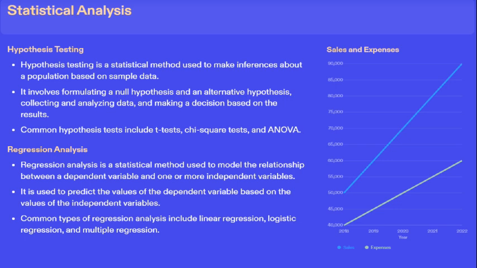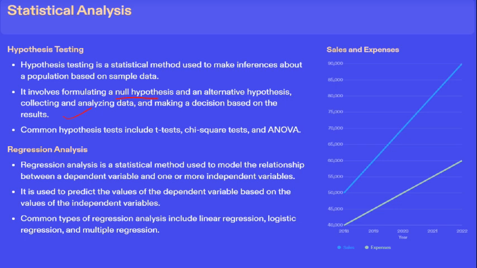Statistical analysis is also important, where you can do some hypothesis testing, using inference about a population based on sample data: formulating a null hypothesis or alternative hypothesis, collecting and analyzing the data, and making a decision based on the results. Common hypothesis tests include the t-test, chi-square, and ANOVA.